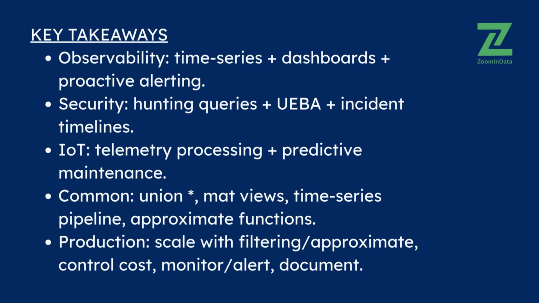To wrap up, observability: time series pipelines, rich dashboards, proactive anomaly and forecast alerting. Security: threat hunting queries, UEBA baselines, fast incident timelines with union. IoT: telemetry with union asterisk, predictive maintenance via forecasting thresholds. Common patterns: union asterisk for partitioned data, materialized views for speed, time series pipeline for analysis, approximate functions for scale.